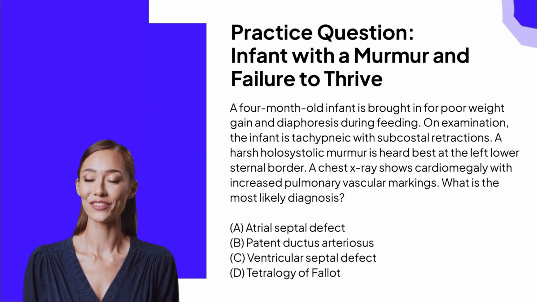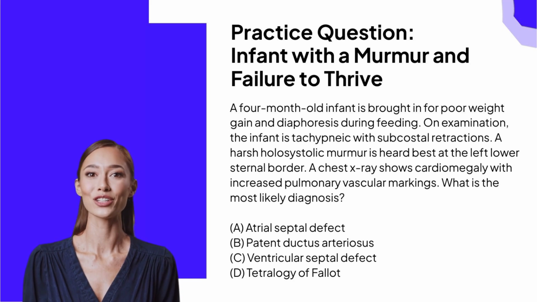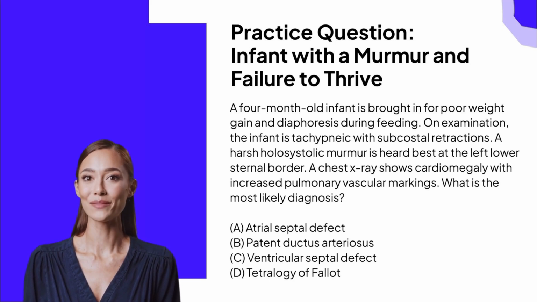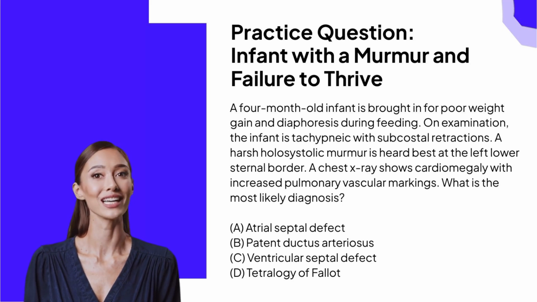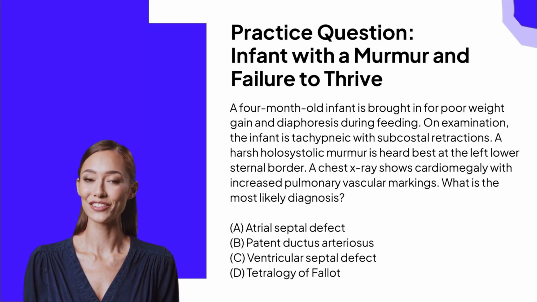A 4-month-old infant is brought in for poor weight gain and diaphoresis during feeding. On examination, the infant is tachypneic with subcostal retractions. A harsh holosystolic murmur is heard best at the left lower sternal border. A chest X-ray shows cardiomegaly with increased pulmonary vascular markings. What is the most likely diagnosis?